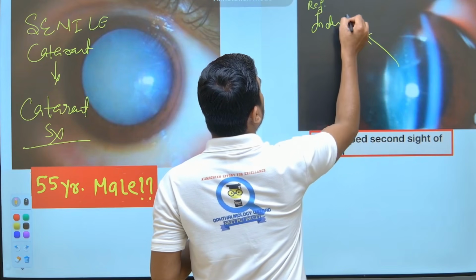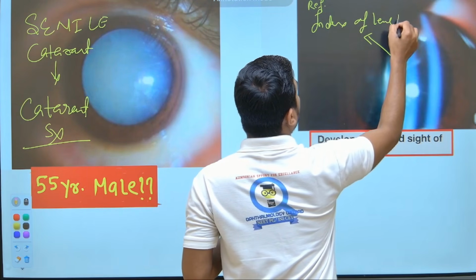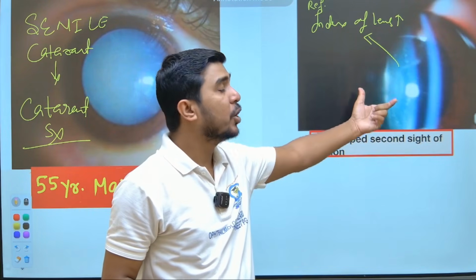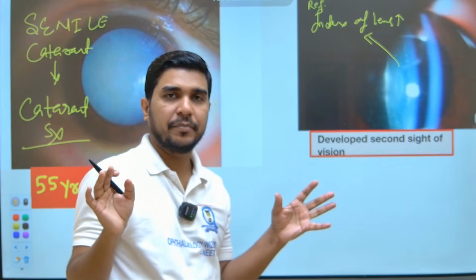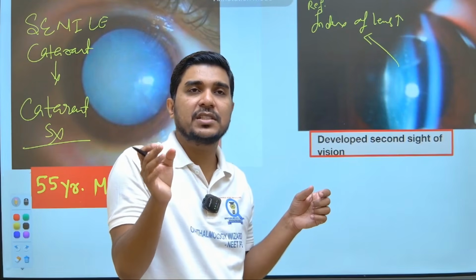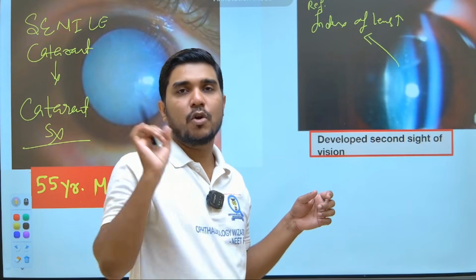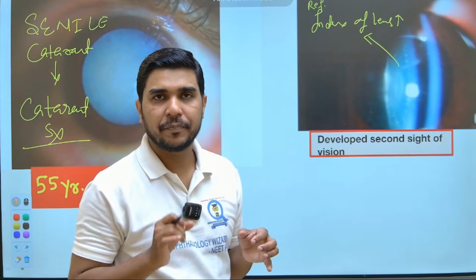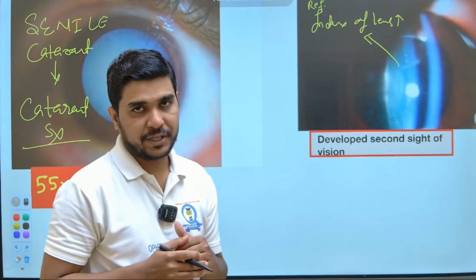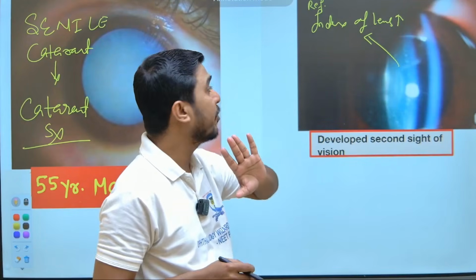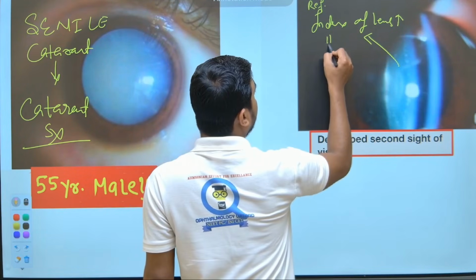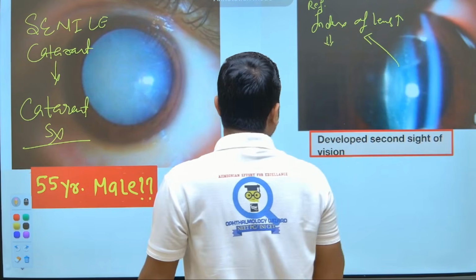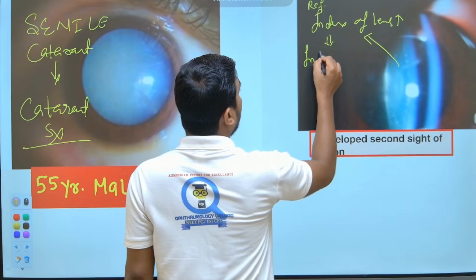Refractive index of the lens increases because of lenticular opacity for some time, and in that period the patient starts seeing near objects without glasses. The patient may feel happy, but it is not a good sign. This is what we call second sight of vision, and it is because of the immature senile cataract. This type of second sight of vision is because of index myopia.